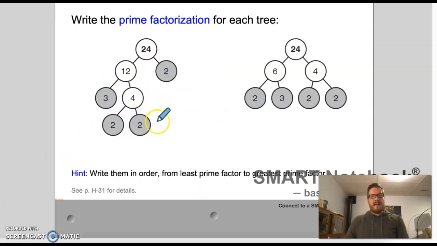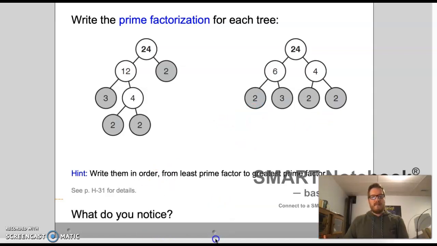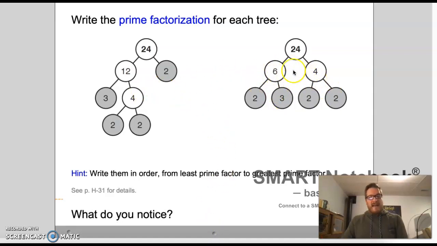Okay, so notice again, a different example. I've got 24, but this one's 12 times 2, and then 3 times 4, and 2 times 2. But this one here is 6 times 4, and then 2 times 3, and 2 times 2. You still get the same prime factorization of 2 times 2 times 2 times 3. So it doesn't matter. There's not a right answer to start with, as long as the two numbers you pick multiply to 24, or whatever the number up top is.